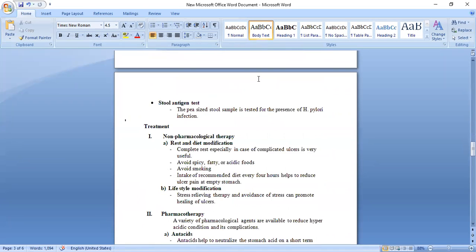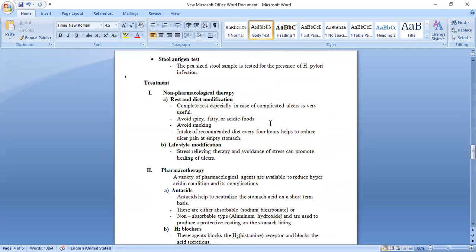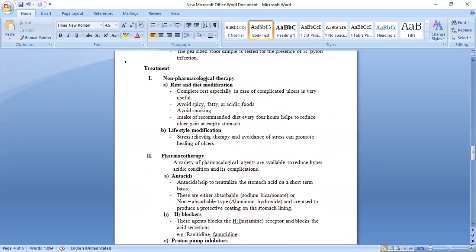Now see here the treatment. Non-pharmacological treatment means we are not taking drugs or medicines here. This is the non-pharmacological therapy: rest and diet modification. If you are taking spicy food, then you have to modify your diet. And rest is important, complete rest, especially in case of a complicated ulcer, because we can't work, and mentally it also affects us, isn't it? If stomach pain is there, we can't give attention anywhere.